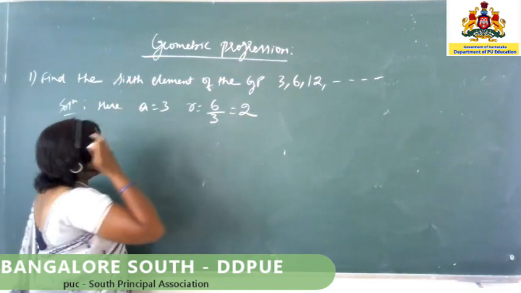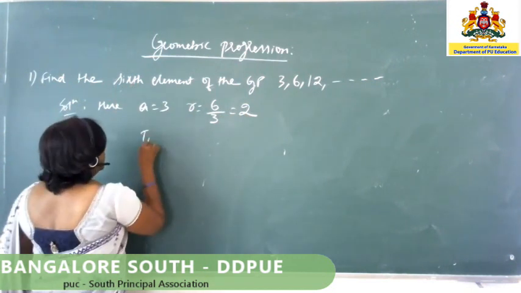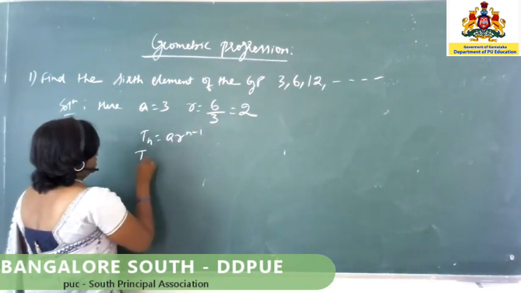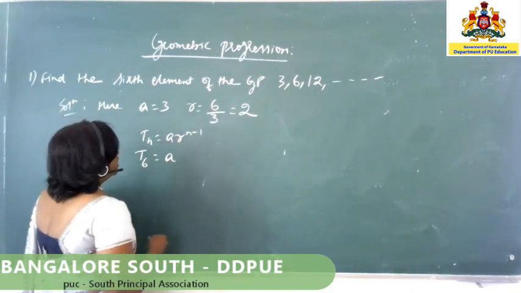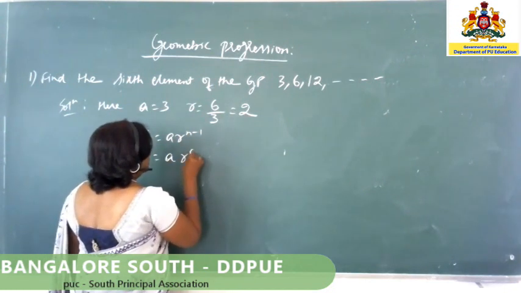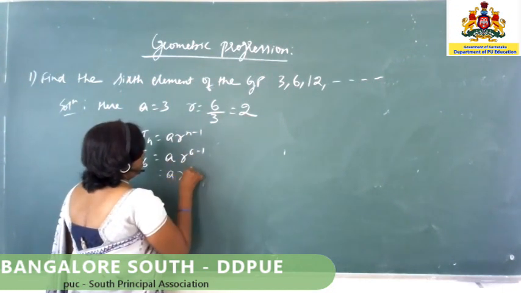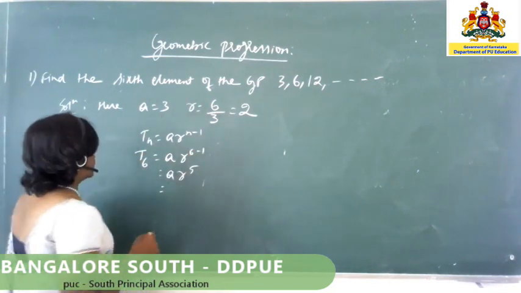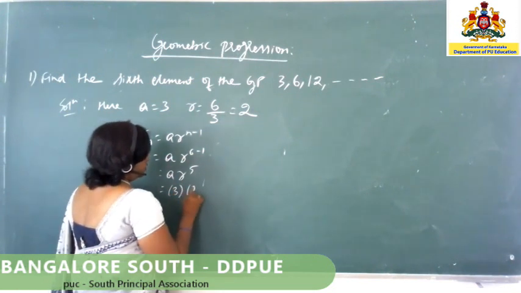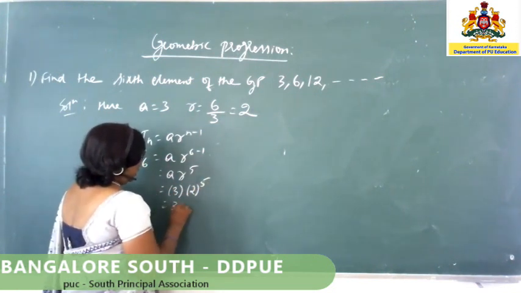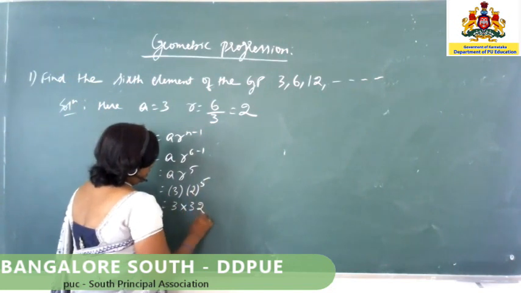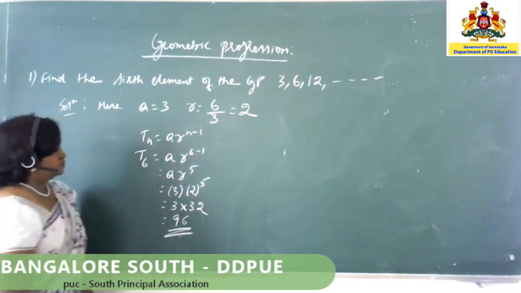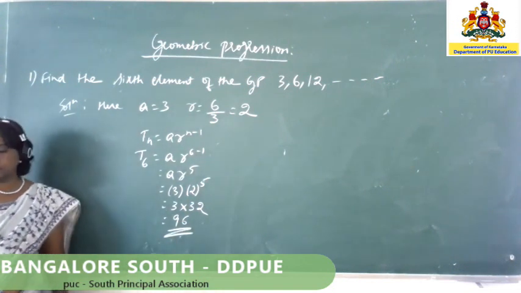They have asked you to find the sixth element. So Tn is equal to AR to the power of n minus 1. So T6 is equal to AR to the power of 6 minus 1. So that is AR to the power of 5. So we know A value is 3 and R value is 2. Substitute. So 3 into 2 to the power of 5. 2 to the power of 5 is 32. So 3 into 32, 96. T6 is 96.